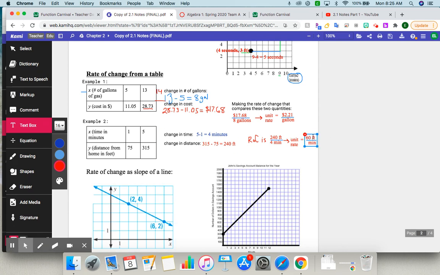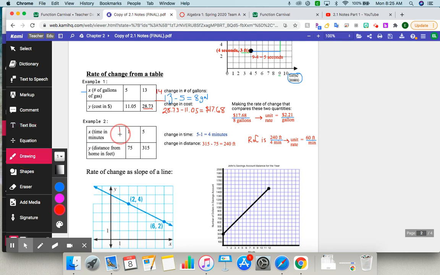One interesting thing to note here, if this example is traveling at a rate of 60 feet per minute, then we can actually go back to our function, because remember, y represents the distance from home in feet, and that means 1 minute before this point right here, they were 60 feet ahead of 75. So that means they were already 15 feet from their home when the time started. Because notice I do have that change of 60 feet compared to a change in 1 minute.